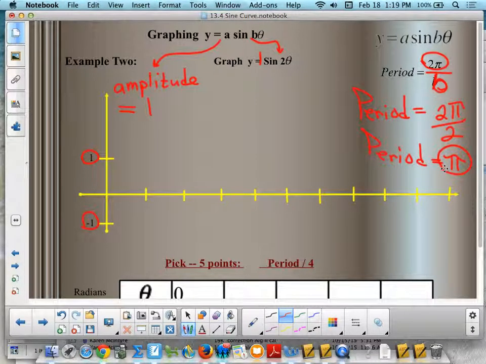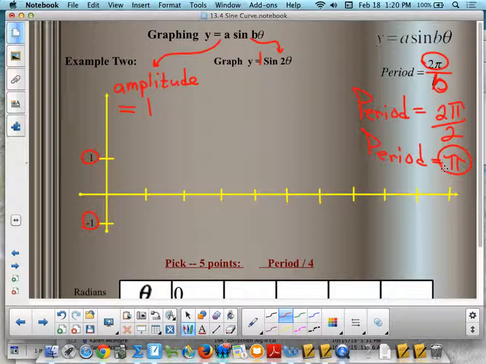So your period's pi. You are now going to do the roller coaster action. Up, down, up. You're going to do it in not 2 pi, but in pi. The original 2 pi, that's how long it took to go up, down, up. That now is going to happen in 1 pi. So you know what happened? We compressed it.